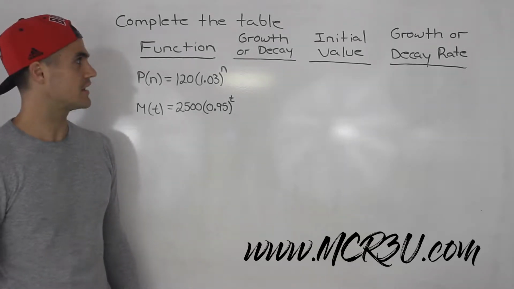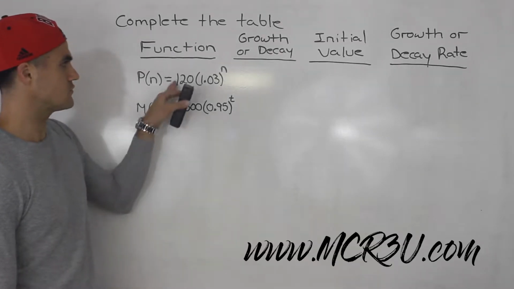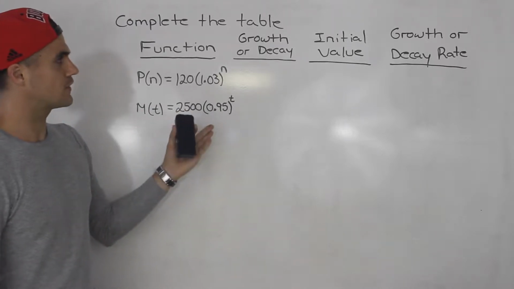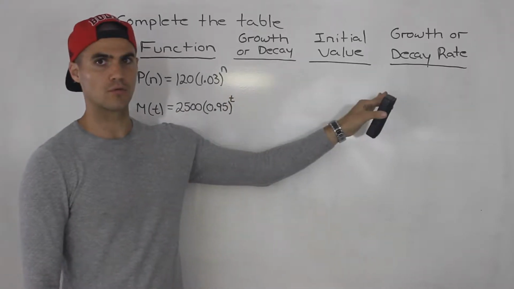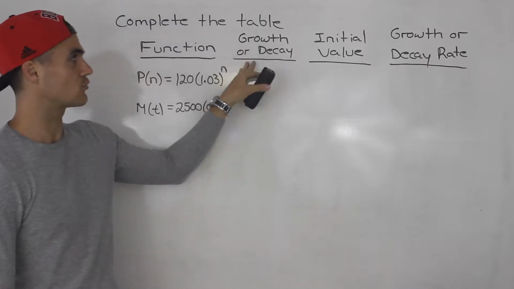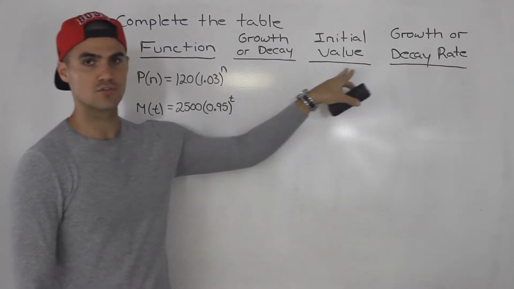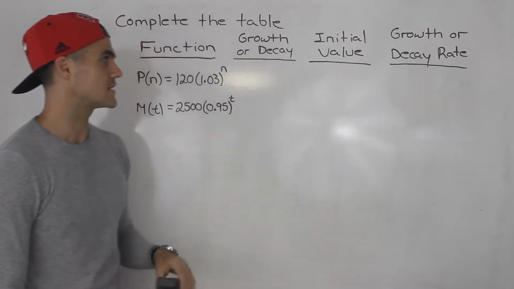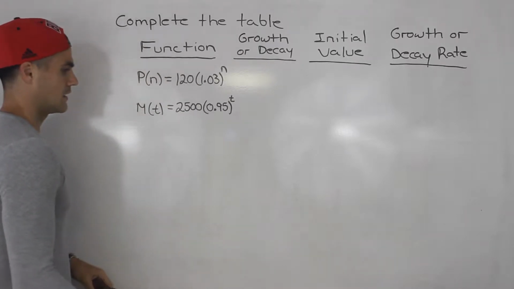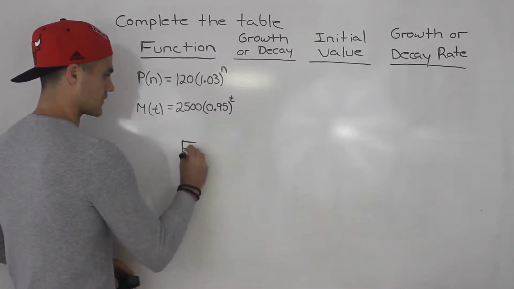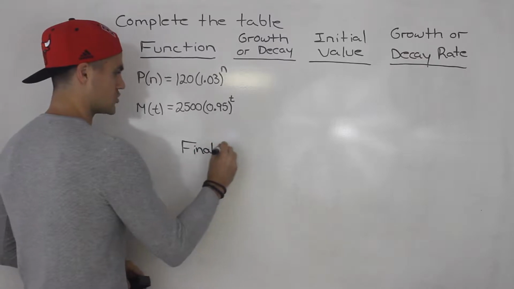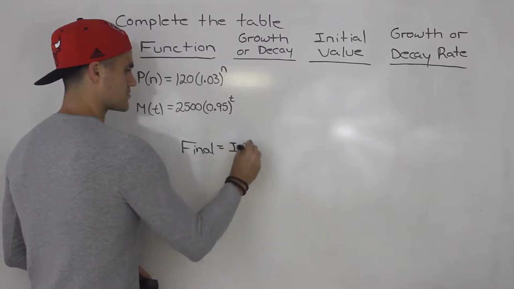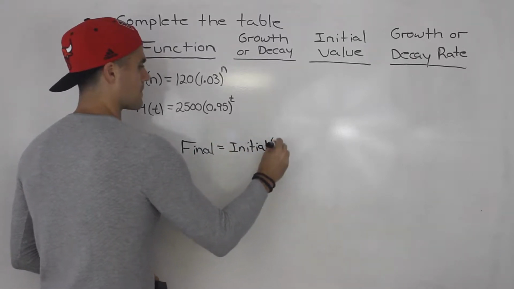Patrick here. Moving on to the next question. We are given two functions and we have to figure out these columns for both of these functions. So we have to figure out, is it a growth or a decay? What's the initial value? And then what's the growth or decay rate? Now, if you remember from the lecture videos, in general, these problems take this kind of format.